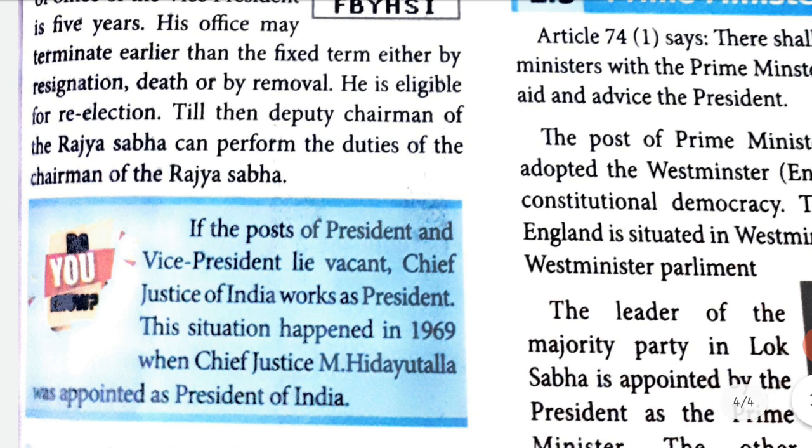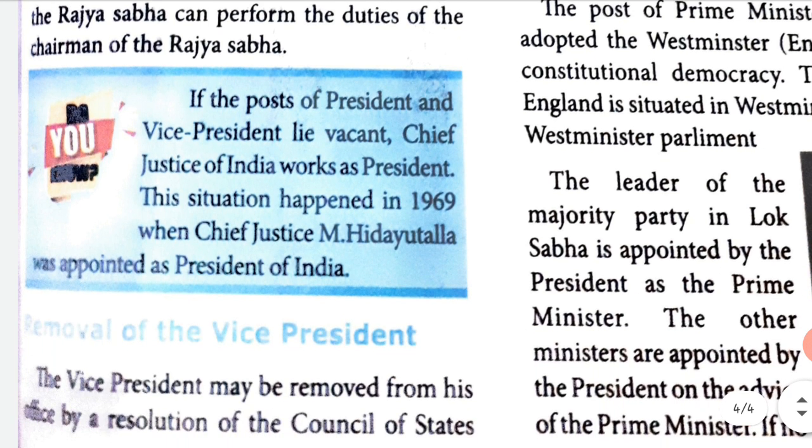If the posts of the President and Vice President lie vacant, the Chief Justice of India works as President. So imagine we don't have a President and Vice President. Who will come to take that post? Chief Justice of India. This situation happened in 1969 when Chief Justice M. Hidayatullah was appointed as President of India.